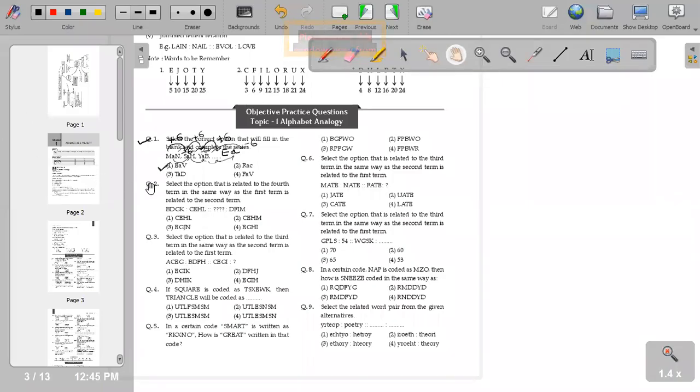Dear students, so we will solve the second question. What is the second question? This is a whole set of alphabet analogy. So we are saying that B to C. We are writing here the second question.